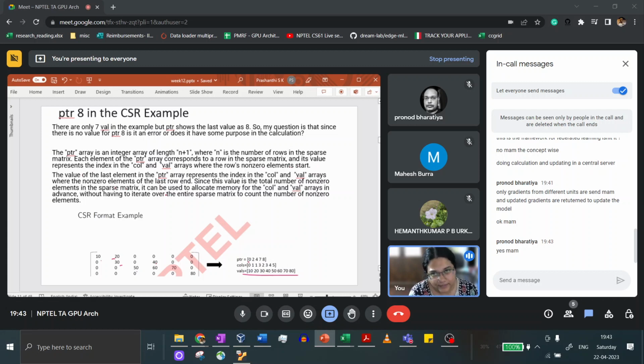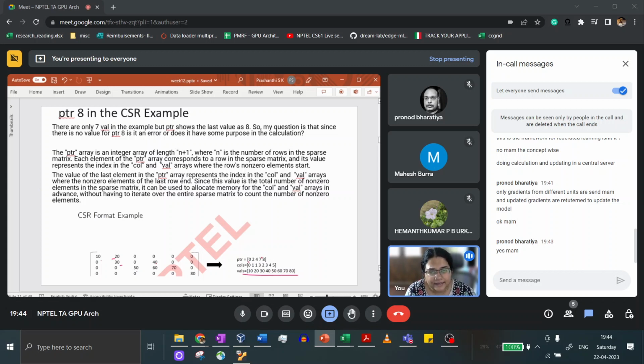The value of the last element in the PTR array represents the index in the col and val arrays where the non-zero elements of the last row end. Since this is the total number of non-zero elements in the sparse matrix, it can be used to allocate memory for the col and val arrays in advance without having to iterate over the entire sparse matrix to count the number of non-zero elements. Right.